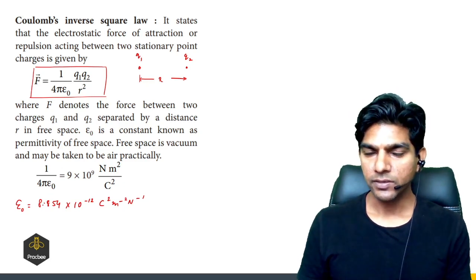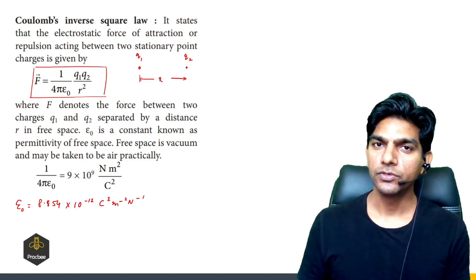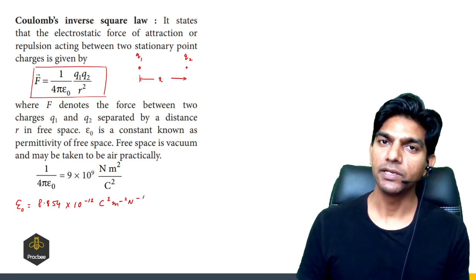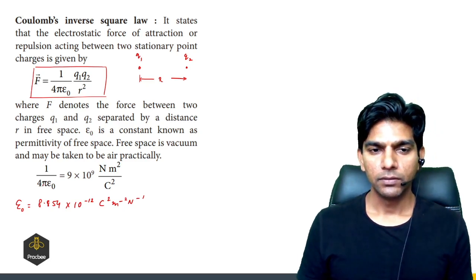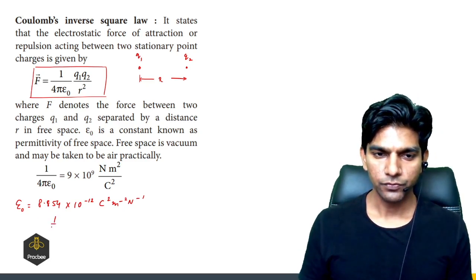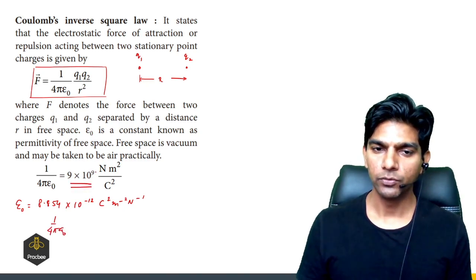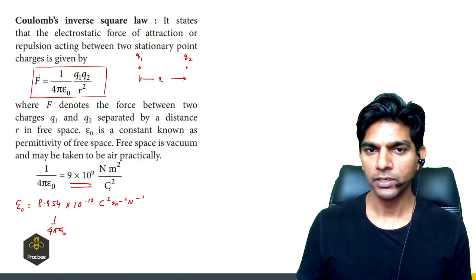So if we increase the permittivity, then what would happen? The force between the charged particles decreases. If we decrease the permittivity, the force will increase, right? And the value of 1 upon 4 pi epsilon naught is 9 into 10 raised to power 9 Newton meter square upon coulomb square.